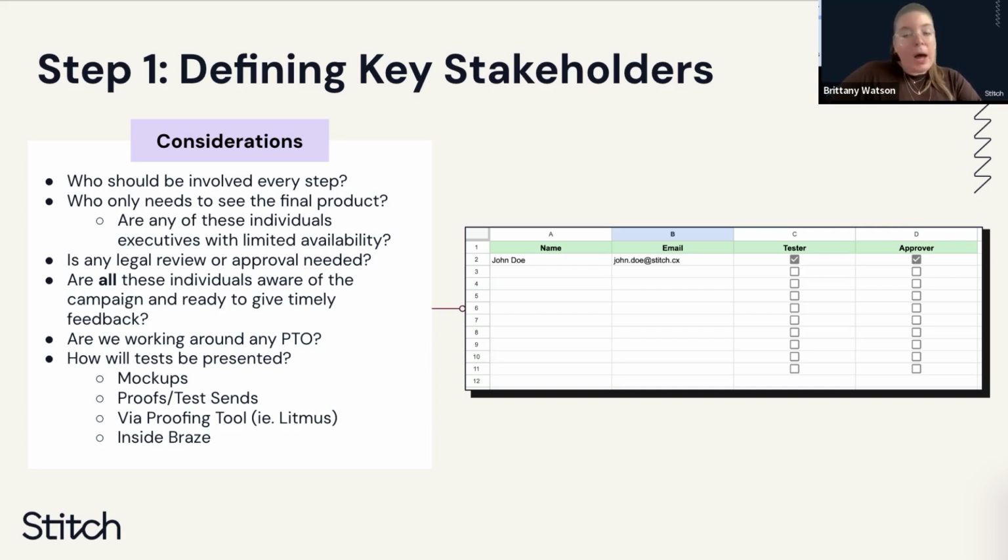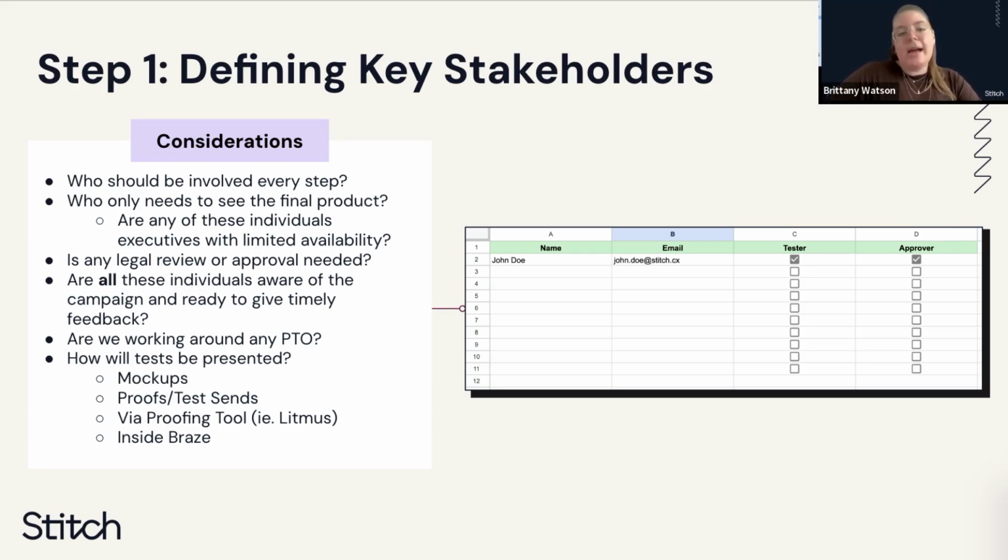And then the last thing to keep in mind when it comes to defining your key stakeholders is how are all of these people actually going to view the tests of your campaign, of your canvas? So are they being provided mock-ups in a PDF, or a Word doc when it comes to copy? Or are they getting a true test send of the campaign, whether that is an email or a push message? Are they going to be sent on their actual device in their actual inbox? Are they going to view these by logging into a proofing tool? So Litmus is commonly used, where you can view and give feedback right there live in the tool. And last, probably not least, inside Braze.